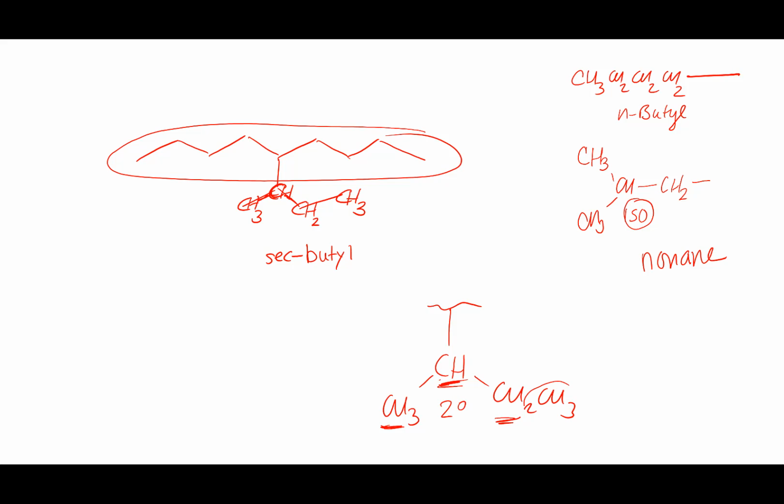What's this group? What's the CH3? Primary? That one's primary because it's just attached to one. What's the CH2 group? It's secondary because it's got 2 groups attached to it. Okay. So that's how we tell if it's primary, secondary, or tertiary.